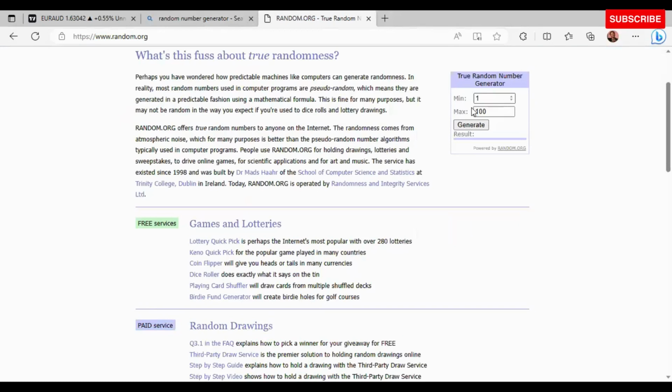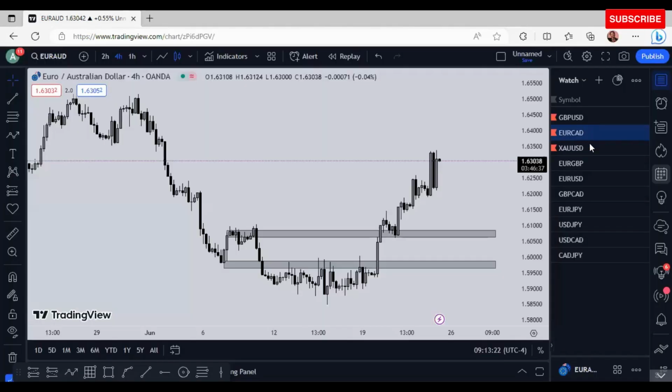So I'm just going to enter the number here. You see the maximum is 100. So I'll just enter 10, then generate, because the maximum was 10. Now it has chosen 7. I'm just going to pick the 7th pair on my watch list and backtest it. So we have 1, 2, 3, 4, 5, 6, 7. This is the pair we're backtesting, Euro JPY.